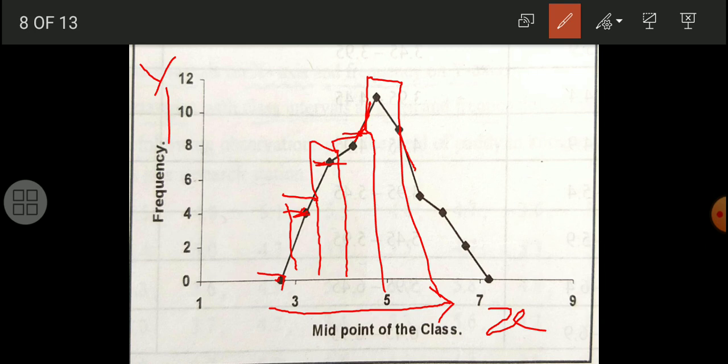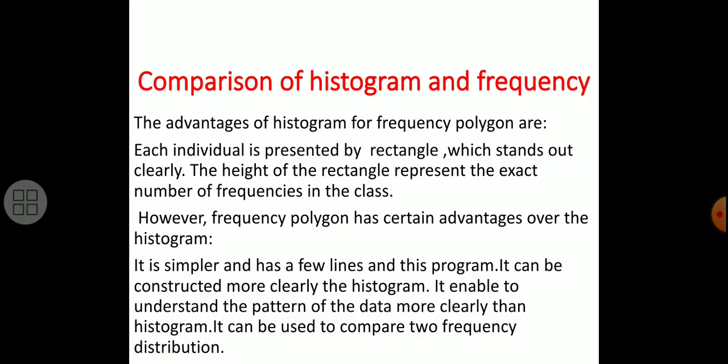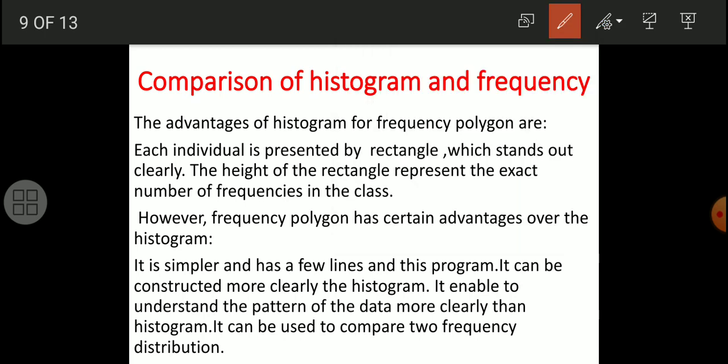So actually this is a histogram, but we have not constructed the bars here, and the middle point of the class intervals has been considered. The midpoint of each and every bar is joined with a straight line only, isn't it? Now, the comparison of histogram and frequency polygon. As we have seen the frequency polygon, here we have to write the heading: comparison of histogram and frequency polygon.